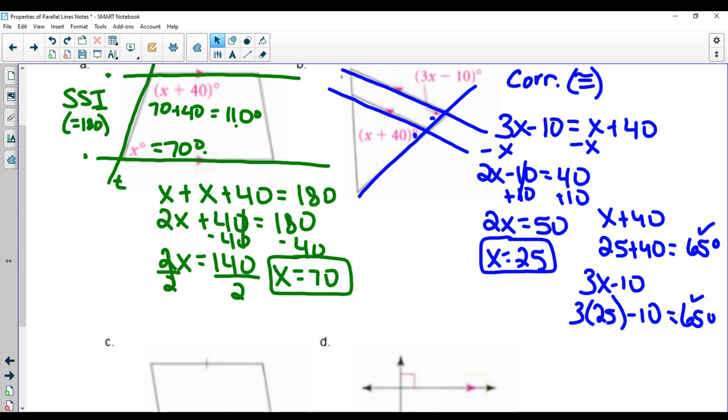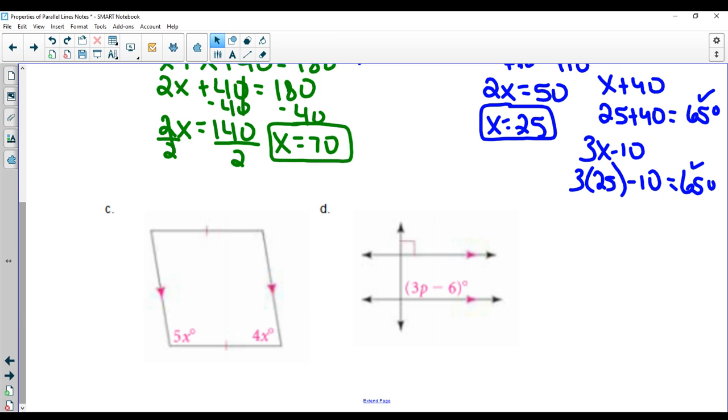Okay? I hope you're picking up on how important it is to understand what those relationships are. The corresponding, the alternate interior, alternate exterior, same side interior, and same side exterior. You've got to know what they are in order to solve these kinds of problems. Okay? So let's go down here.